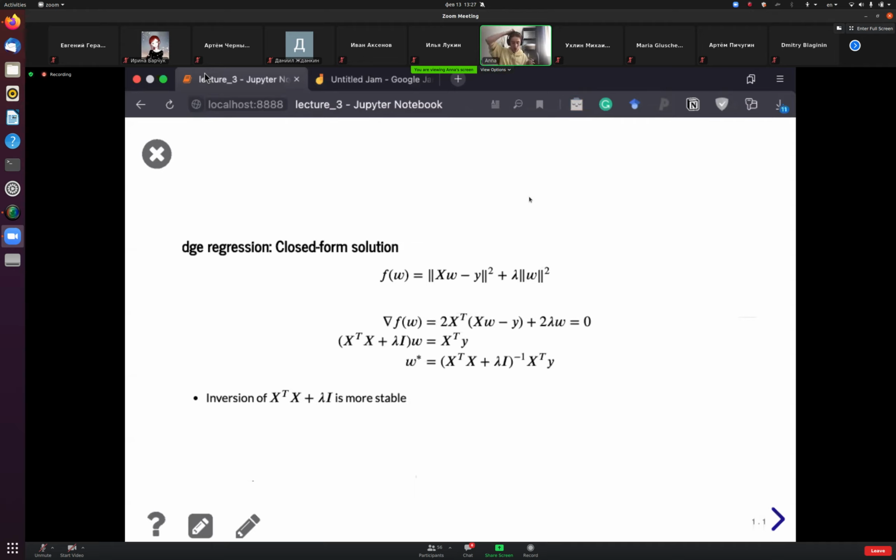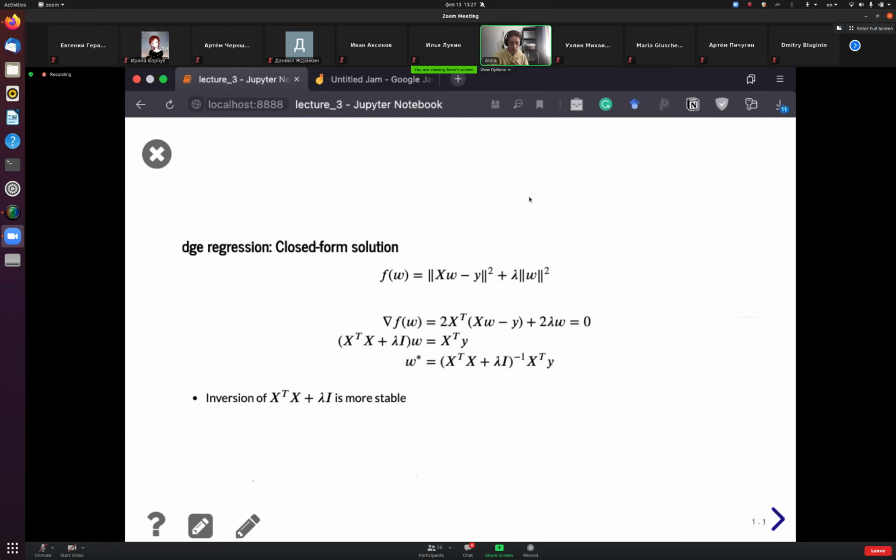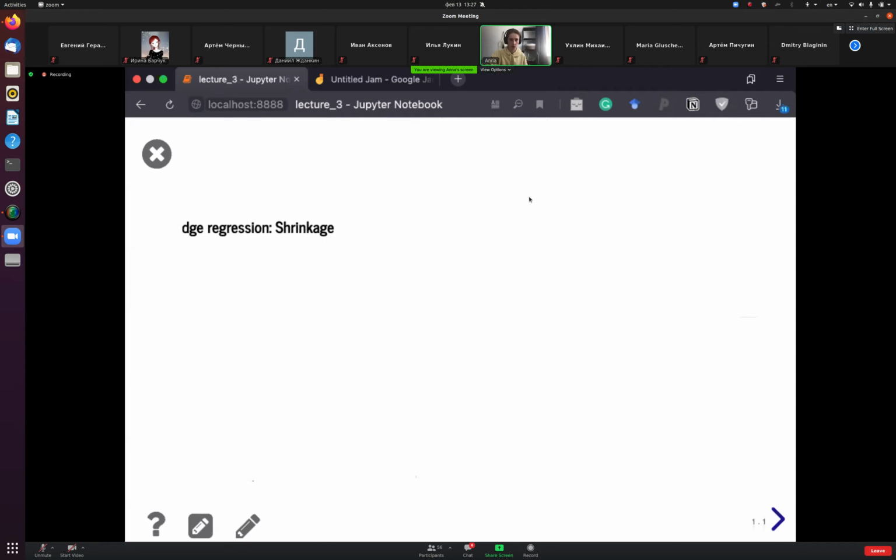So that's the same formulas, but typeset. Okay, but what about properties of ridge regression? We know that the solution looks like this. That's awesome, but what does it mean for us, except for the fact that inversion is more stable? Why would we use it in the first place?